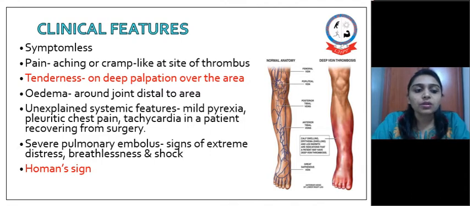Edema around the joint distal to the area. Wherever the thrombus formation has occurred, the joints distal to the area will be swollen or edematous.